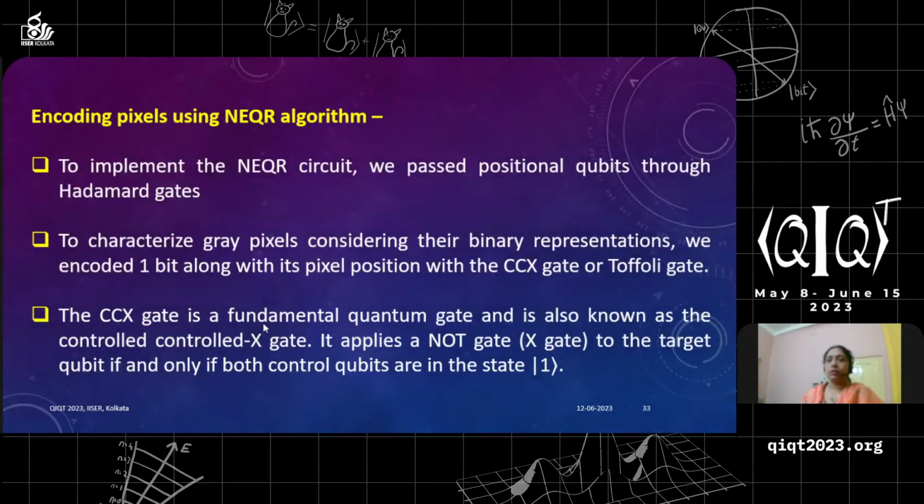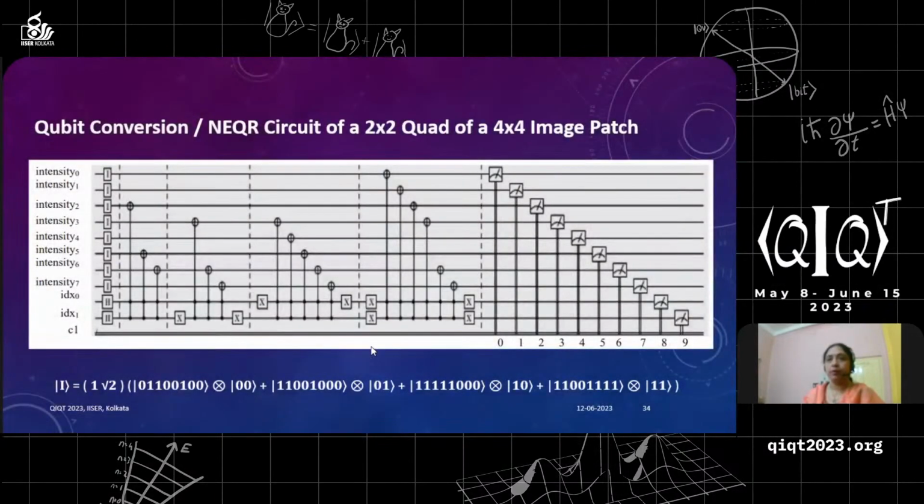Now, this is how to encode the pixels using the NEQR algorithm. We take one example, and with it we can understand how the NEQR algorithm is actually implemented. Here, 4 pixels are considered in a 2 cross 2 image, so 4 distinct pixel positions. The pixel positions are indicated by 2 qubits, IDX0 and IDX1, and the grayscale intensity is indicated by intensity 0 to intensity 7 qubits.